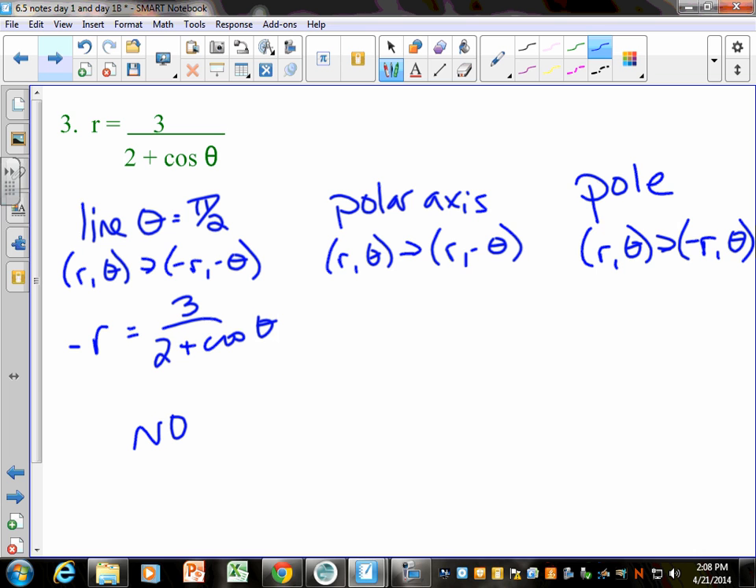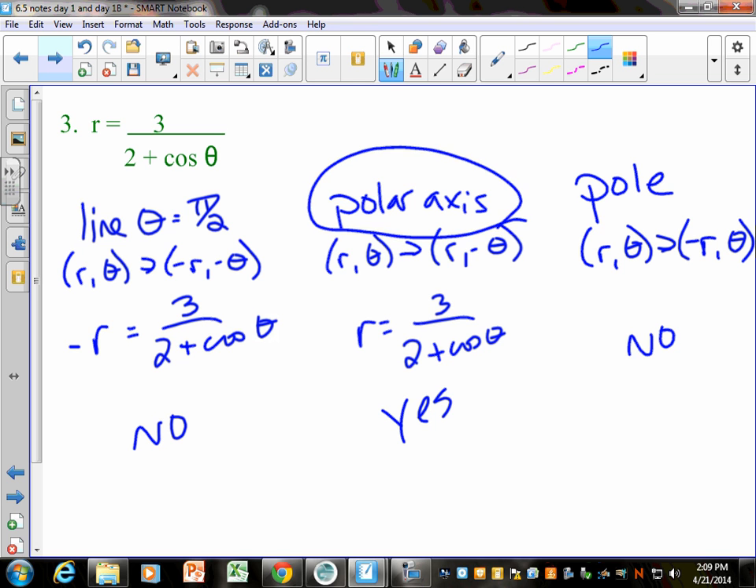So on this one, polar axis, is it going to stay the same or is it going to be different? Because r stays the same, and when we plug in a negative into an even function, it stays the same. So this one would be symmetric with the polar axis. Don't stop there because there could be more than one yes. But this one does not work because r is negative. And if r is negative and cosine is not changing here, the answer is no. So the polar axis would be your answer on that.